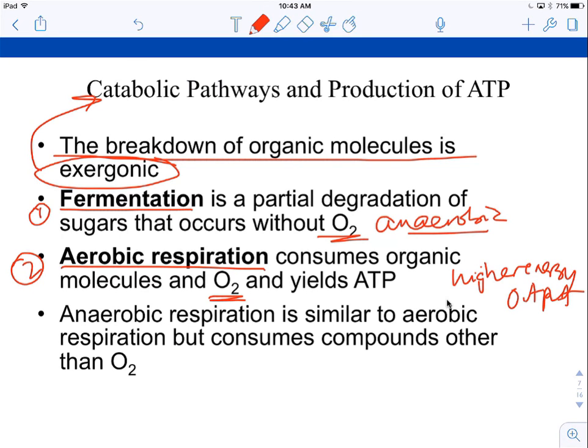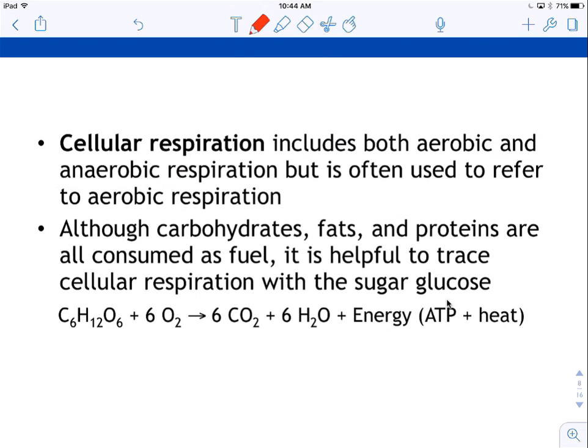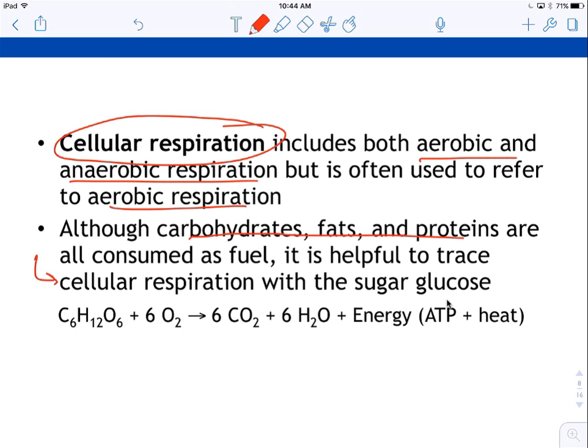Okay. Anaerobic respiration also produces ATP, but much less, and it consumes compounds other than oxygen. All right, so cellular respiration includes both aerobic and anaerobic respiration, but is often used to just refer to the aerobic part. Carbohydrates, fats, and proteins are all consumed as fuel. The cellular respiration really focuses on the sugar glucose.